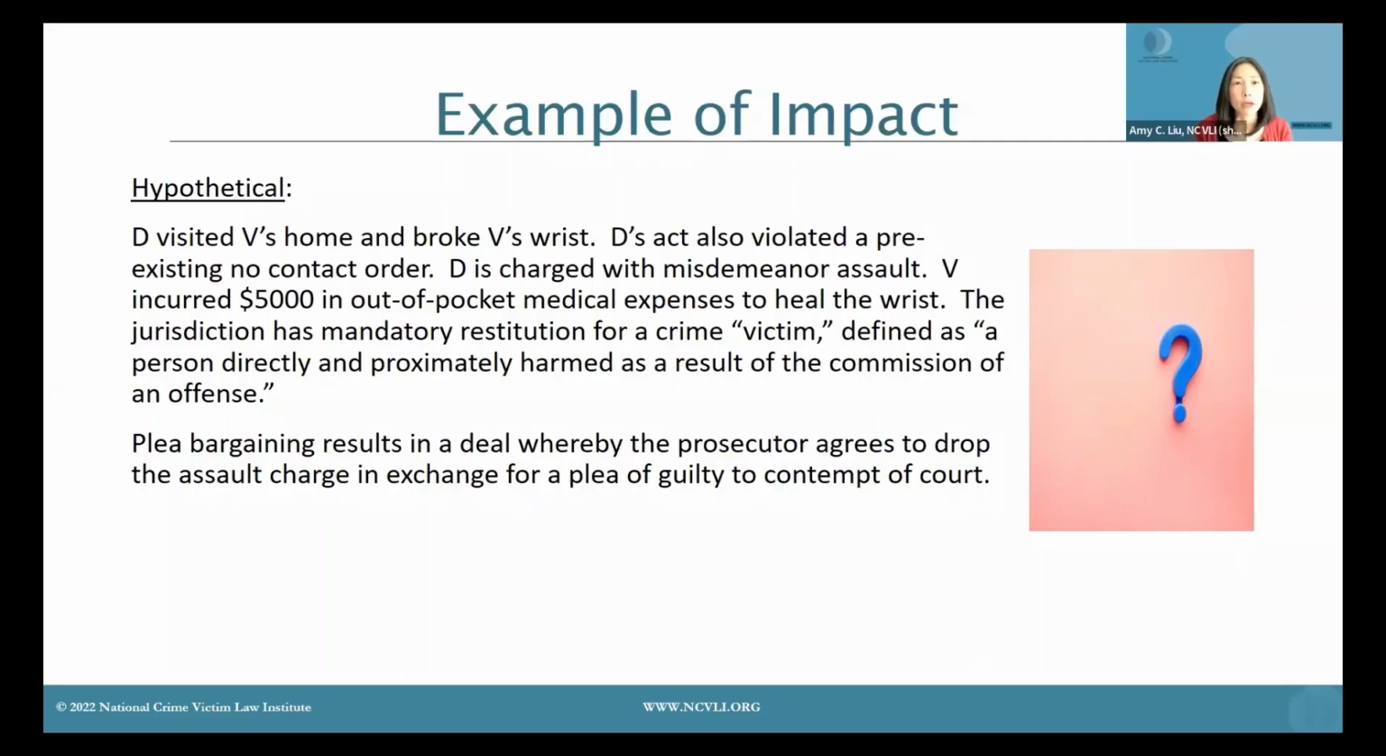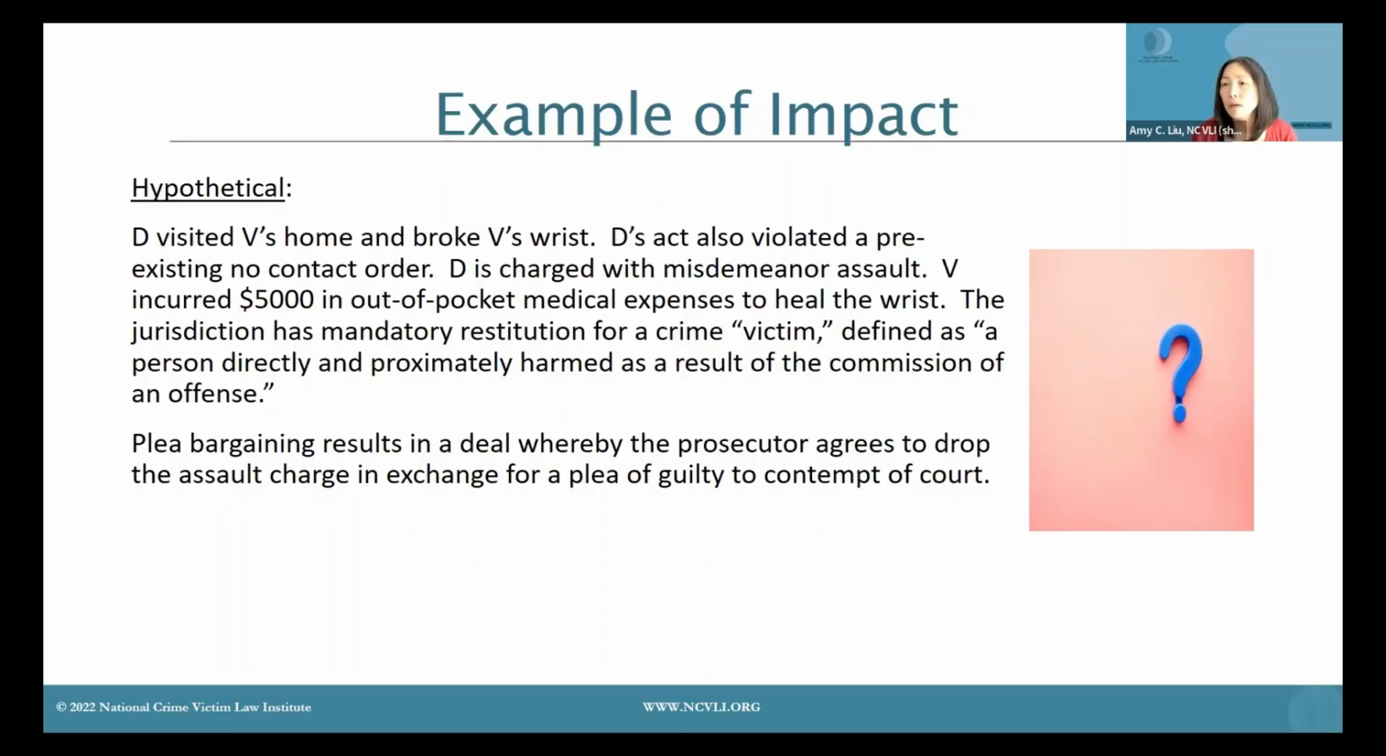Victim incurred $5,000 in out-of-pocket medical expenses to heal the wrist. The jurisdiction has mandatory restitution for a crime victim, who is defined as a person directly and proximately harmed as a result of the commission of an offense. Now, plea bargaining happens and it results in a deal whereby the prosecutor agrees to drop the assault charge in exchange for a plea of guilty to contempt of court.